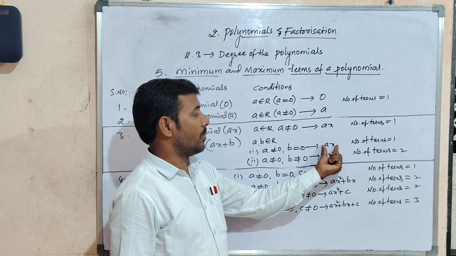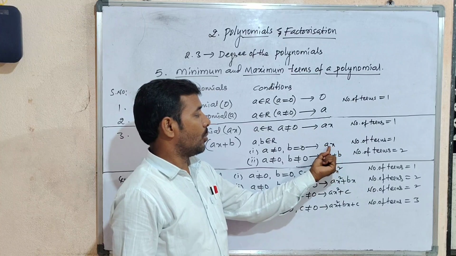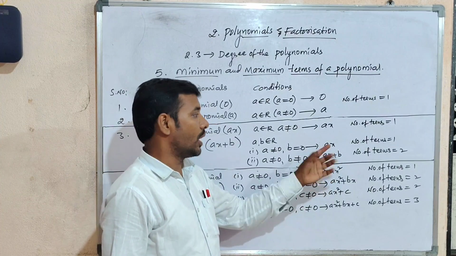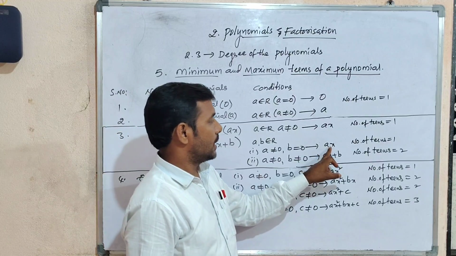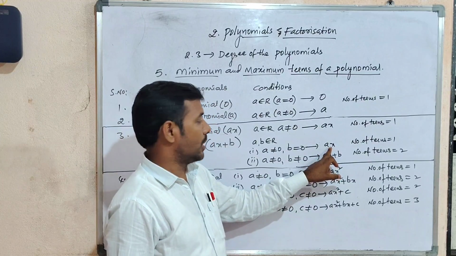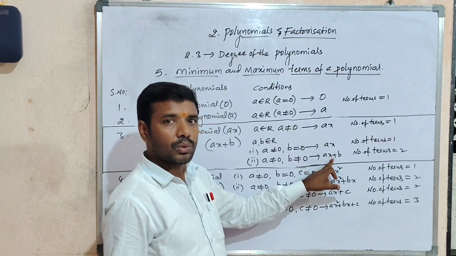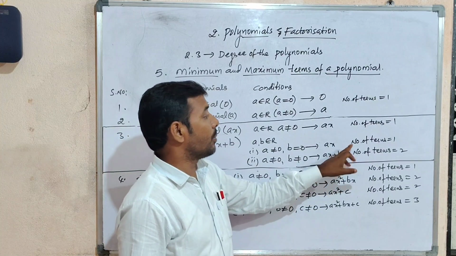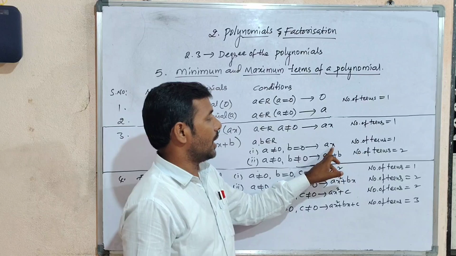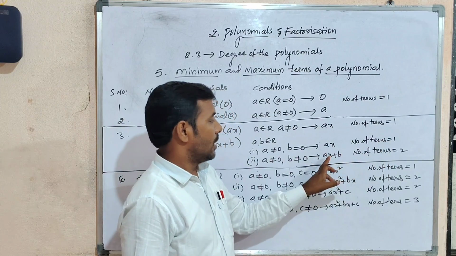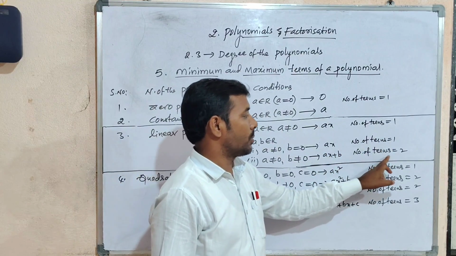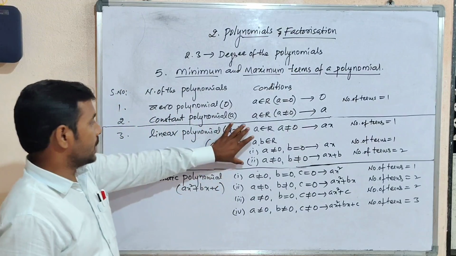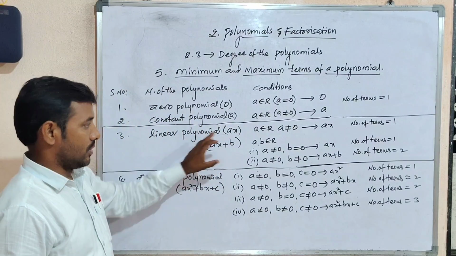A linear polynomial may be a monomial or binomial. So anyhow, Ax is one of the linear polynomials. Ax plus b is also one of the linear polynomials. But our target is the number of terms in that. In Ax, number of terms is 1. In Ax plus b, number of terms is 2. Nothing more to discuss about linear polynomial. Very clear.